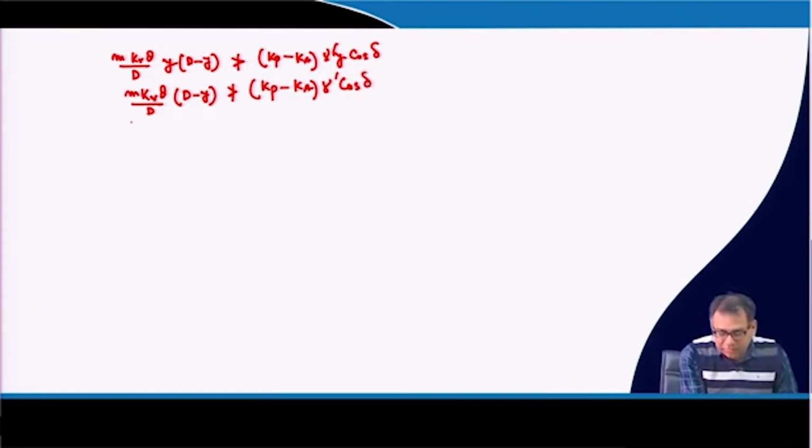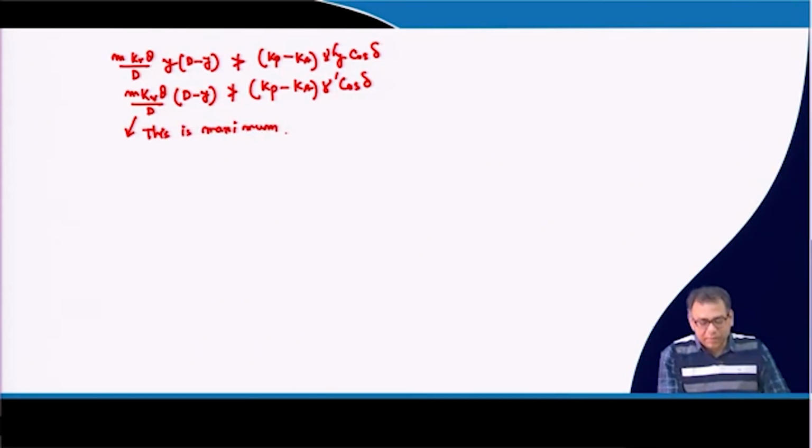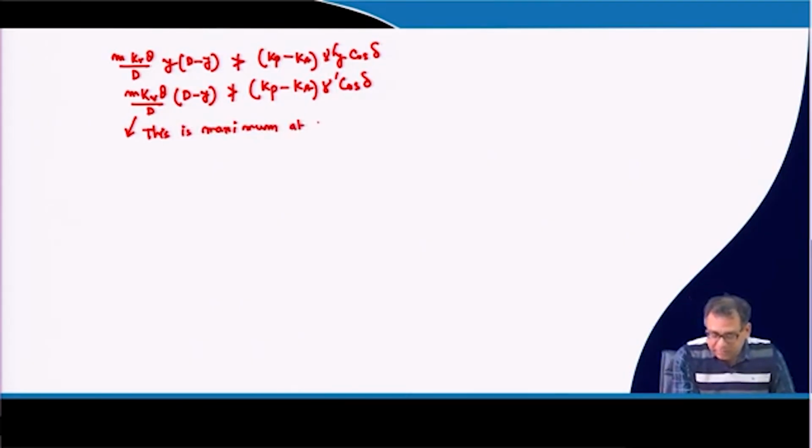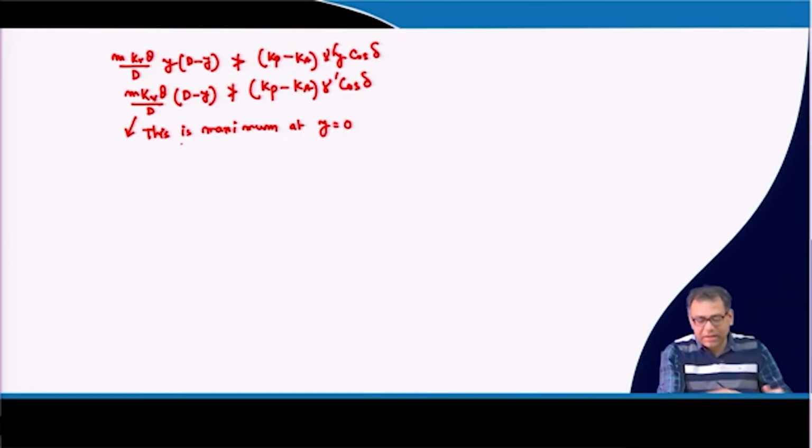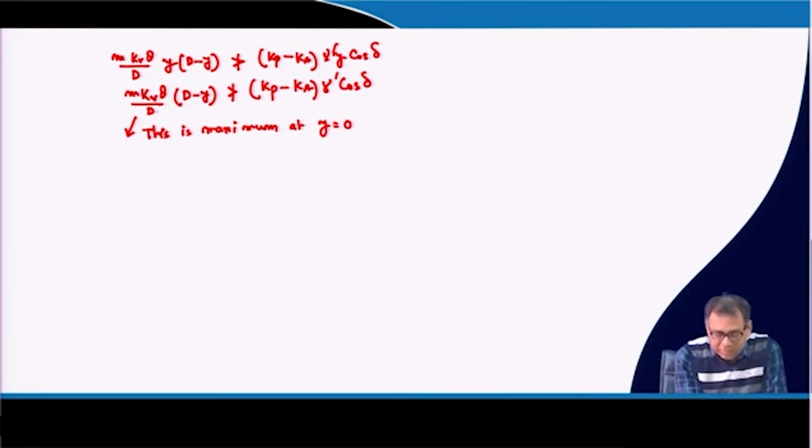So, this left hand side value will be maximum. The maximum at y equal to 0, this right side value will be maximum because y has been cancelled out. Now I am not talking about the stress, I am talking about the current left side value. So, this should be maximum at y equal to 0.